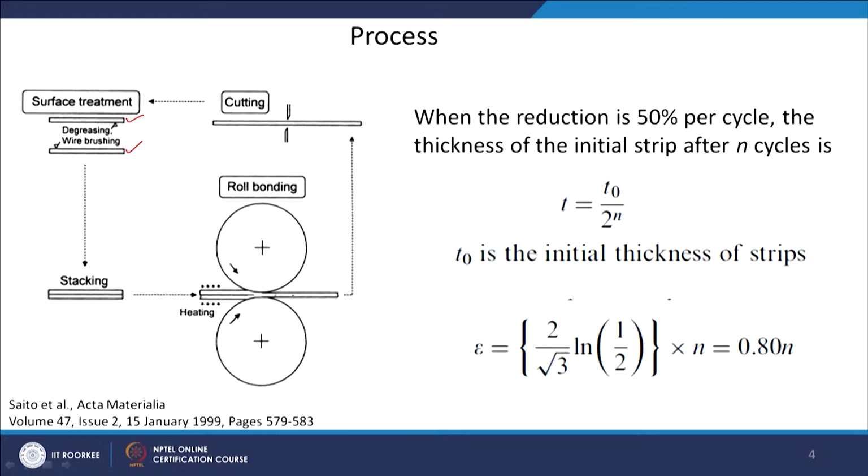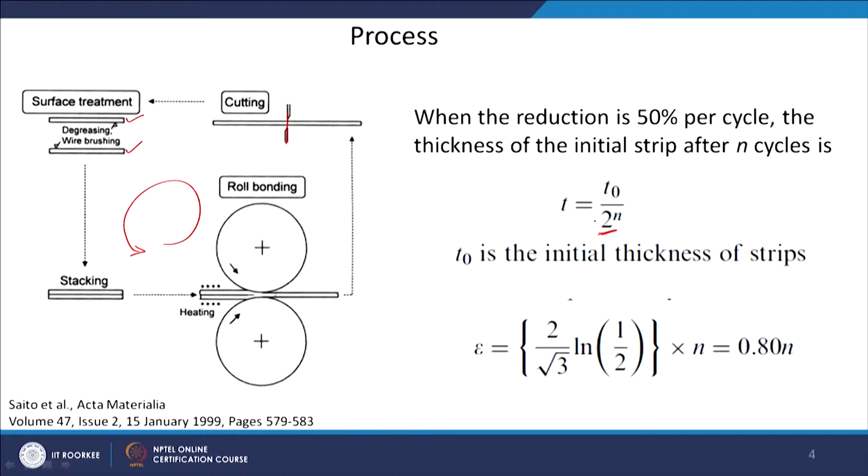You have done a rolling of the sheet. So, thickness has reduced, length has increased. Then you have cut the sheet into two halves. Then you have cleaned the sheet, surface treatment, and then again stacking, and then again it will be repeated. So, this whole cycle will be repeated every time, and in each case the thickness will be dependent on the number of cycles which you are putting.